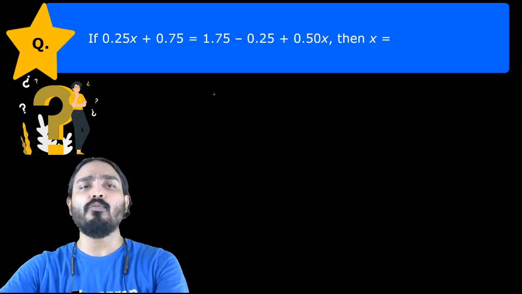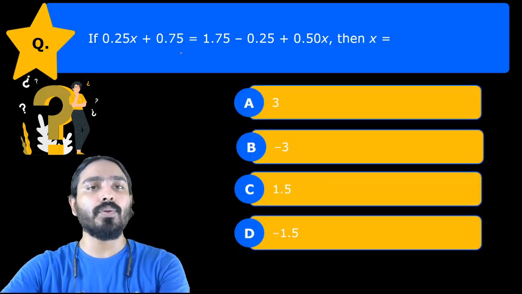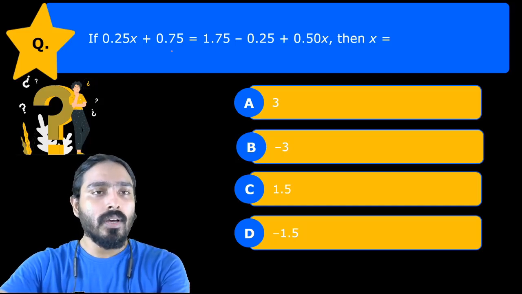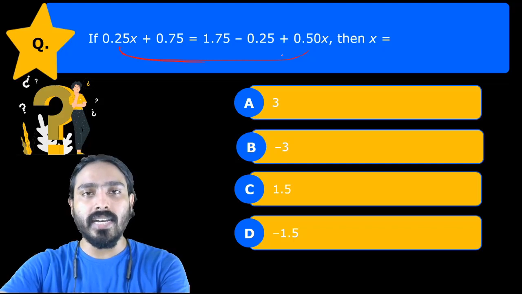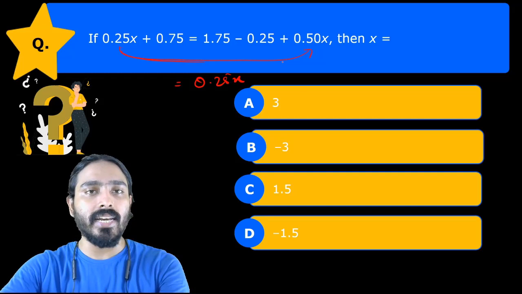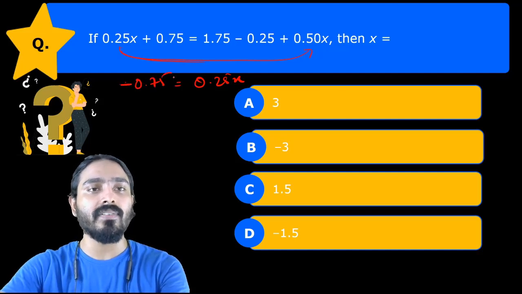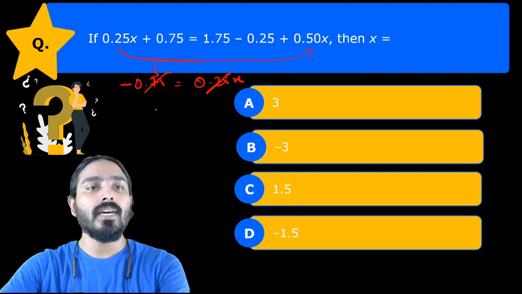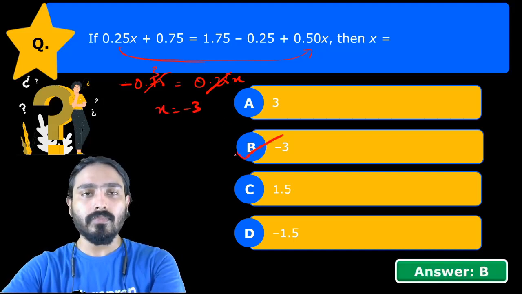Now this is a very simple question. We just need to do the subtraction. So just take the x this side, or we can take the x this side as well. So it will become 0.25x on the right hand side. On the left hand side, we'll have minus 0.1 and 0.75. So this will become minus 0.75. Then we'll solve, we'll get 3. So x is equal to minus 3. So yes, B is the right answer.